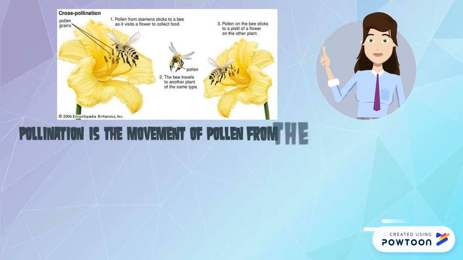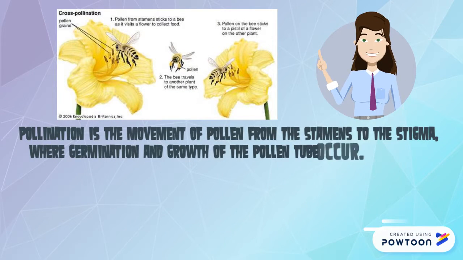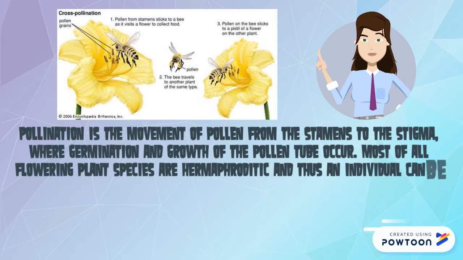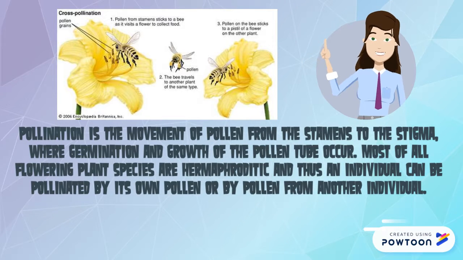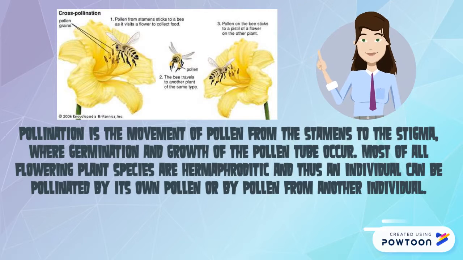Pollination is the movement of pollen from the stamens to the stigma, where germination and growth of the pollen tube occur. Most flowering plant species are hermaphroditic, and thus an individual can be pollinated by its own pollen or by pollen from another individual.